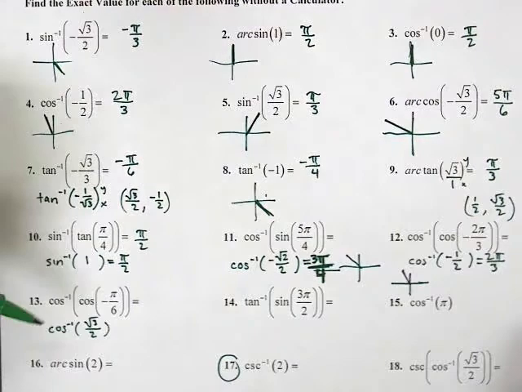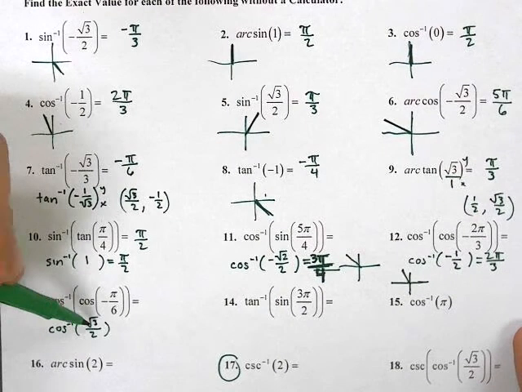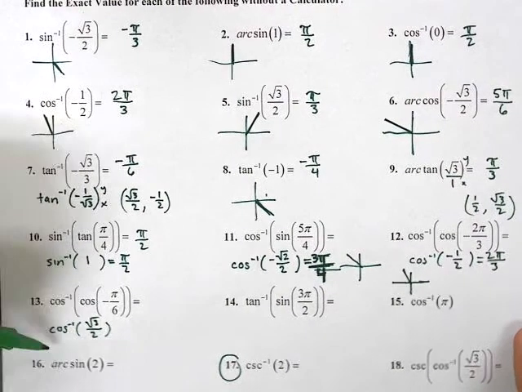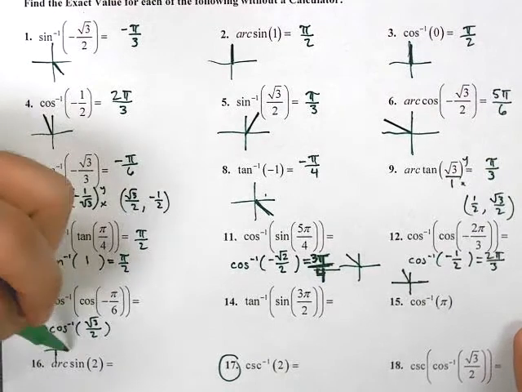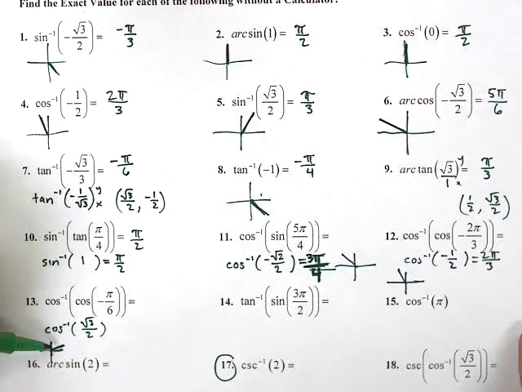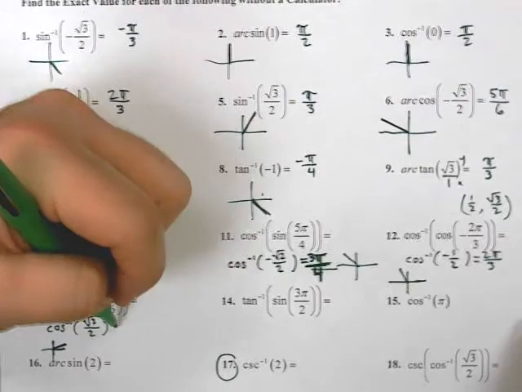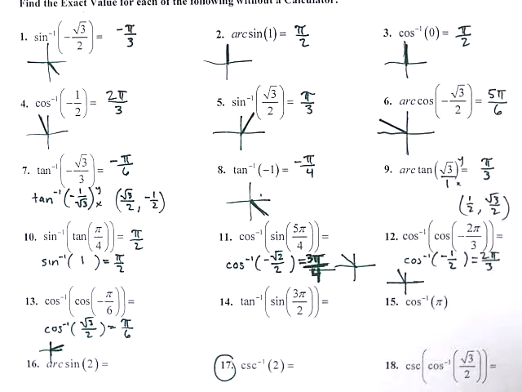Now, it's telling me to take the inverse cosine of root 3 over 2. Well, the inverse cosine of a positive ratio must be in quadrant 1. So when I sketch it, I should be going up. So let's see here, right there, my angle would be pi over 6. Alright, let's keep going, we're almost done.